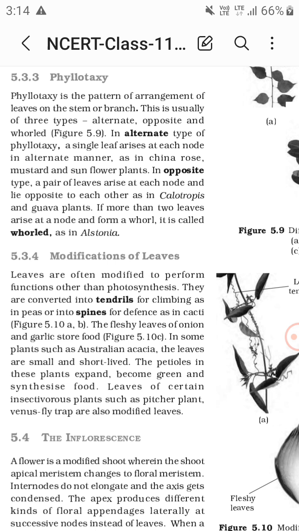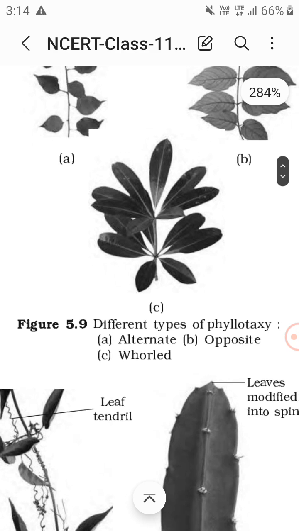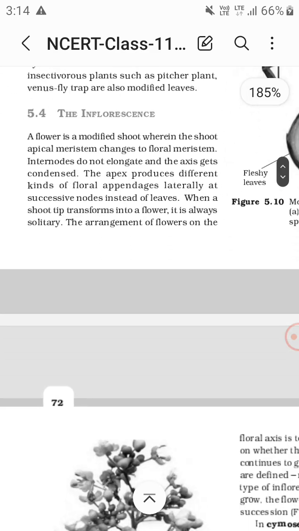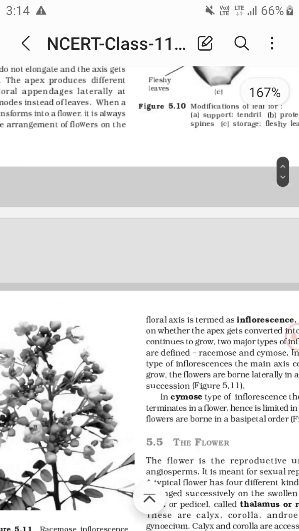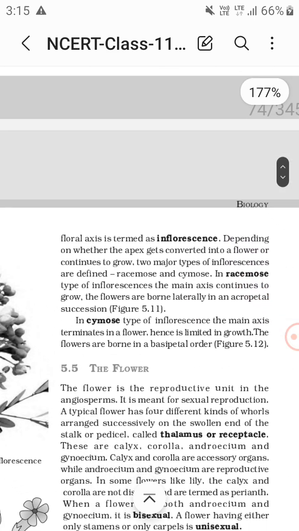If more than two leaves arise at a node and form a whorl, it is called the whorled phyllotaxy, and it is seen in Alstonia. So, different types of phyllotaxy: alternate, opposite, and whorled. Now talking about the inflorescence, there is racemose and cymose. The arrangement of flowers on the floral axis is termed as inflorescence.